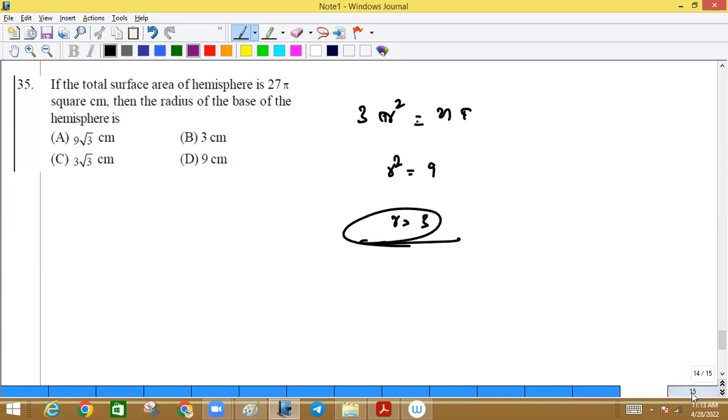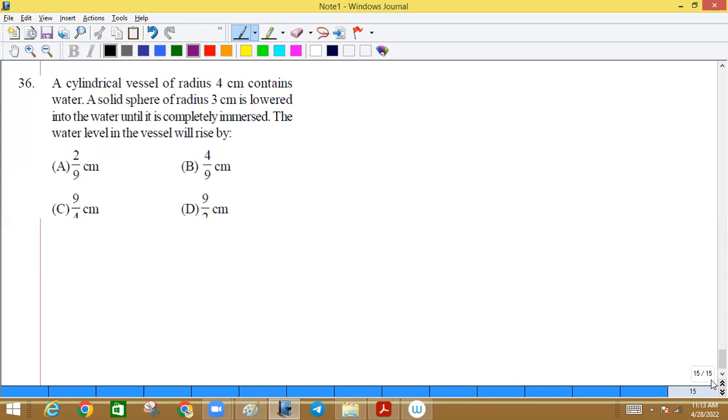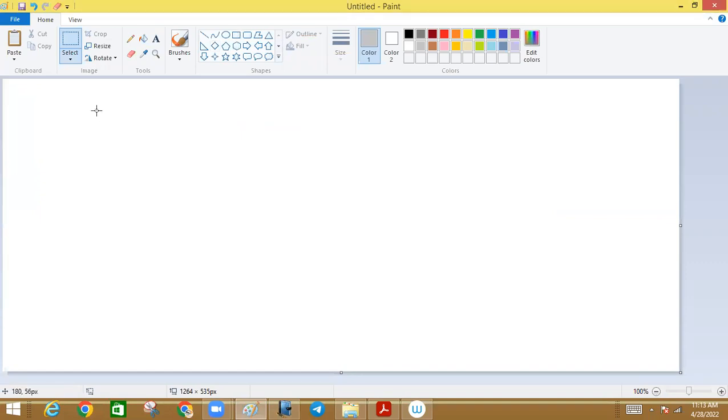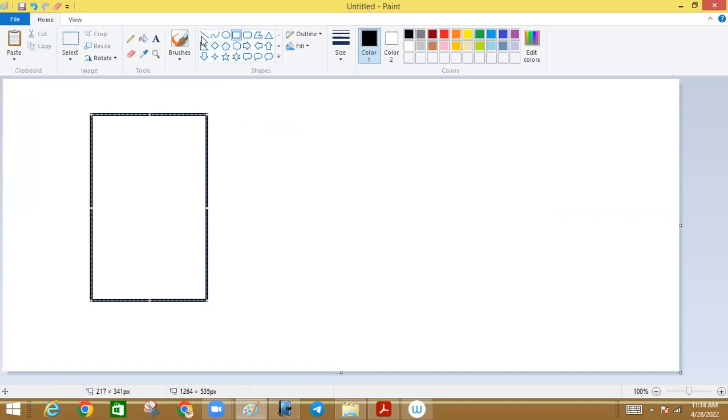It is 3. A cylindrical vessel of radius 4 centimeters contains water. A solid sphere of radius 3 centimeters is lowered into the water until it is completely immersed. The water level in the vessel will rise by. Now try to understand this. I have a solid cylinder and we have certain water in this cylinder.